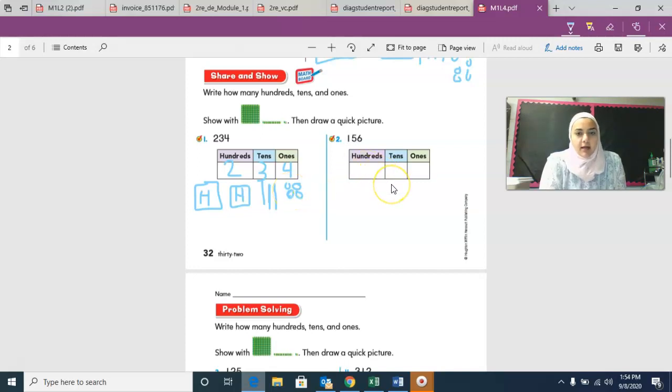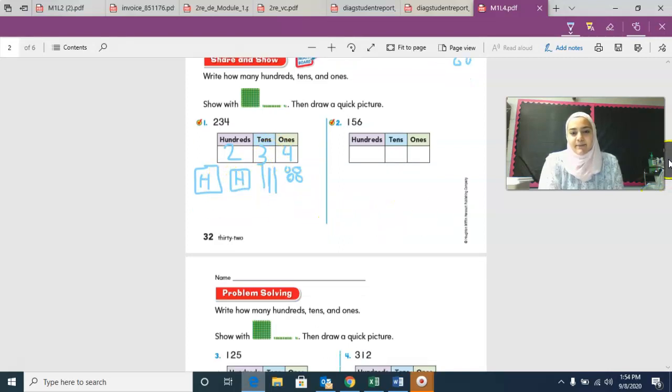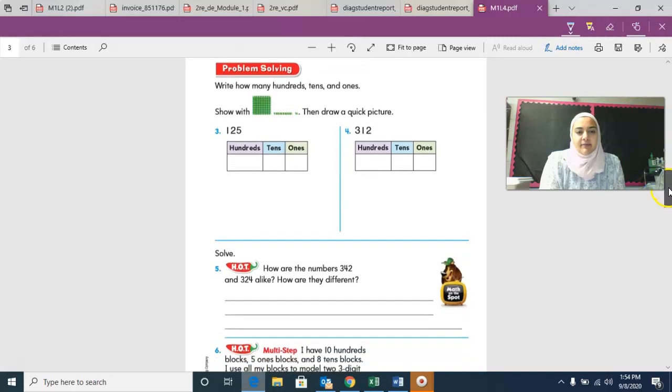All right. Number 2, 156. I'm going to ask you to do that one by yourself. You're going to plug in the 1 in the hundreds place, the 5 in the tens place, and the 6 in the ones place. You're going to plug those in, and then you're going to draw the hundreds, tens, and ones on the bottom. Okay, moving on. Write how many hundreds, tens, and ones, then draw a quick picture. This is what we just did, so I want you to do 3 by yourself as well. Do 2 and 3 by yourself. Let's look at number 4. We'll do that together. 312.